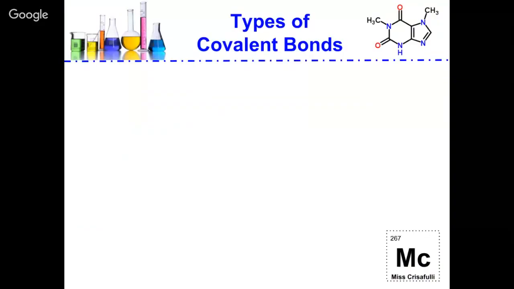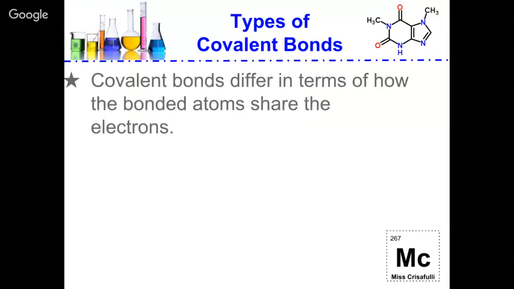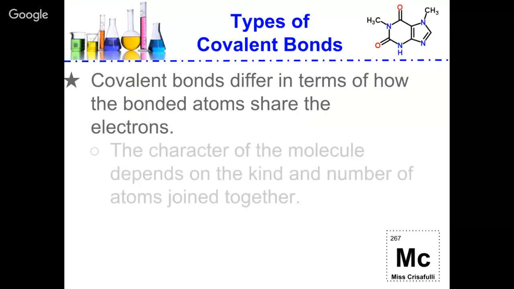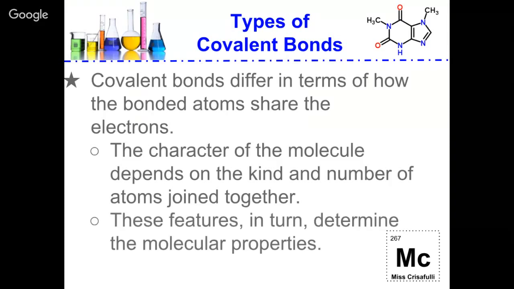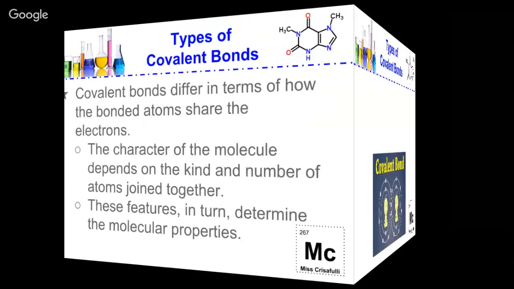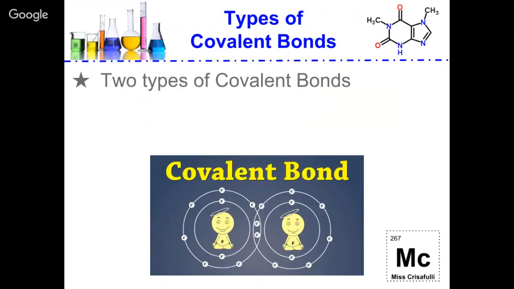So let's first talk about the types of covalent bonds that you can have. Covalent bonds differ in terms of how the bonded atoms will share their electrons. The character of the molecule depends on the kind and number of atoms that join together, and these features, in turn, will determine the molecular properties of the compound. There are two types of covalent bonds.